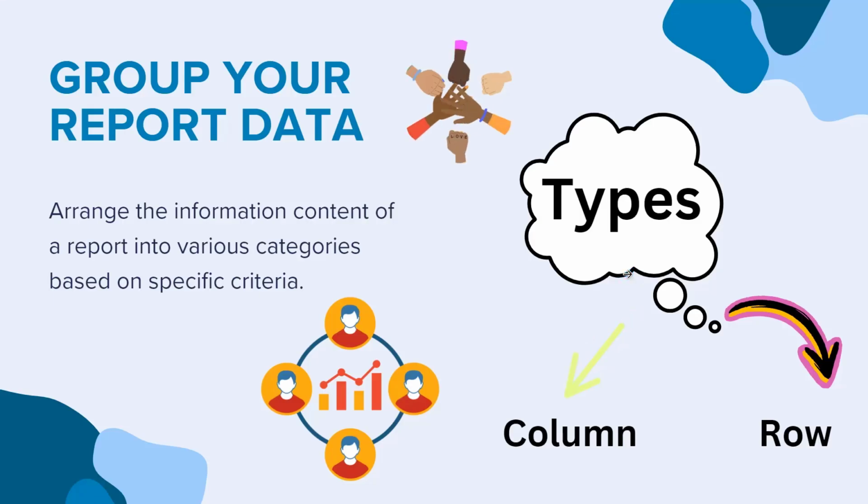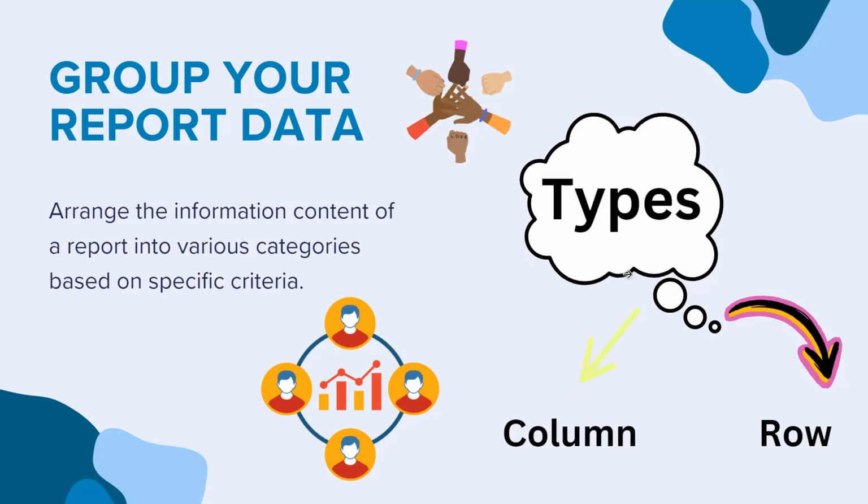Now let's proceed to the next topic and learn how we can group our data in a Salesforce report. Let's first understand the meaning of grouping. Basically, grouping is the arrangement of the data of a report into various categories based on specific criteria. It allows you to summarize and analyze your data more efficiently and gain more insights into trends and patterns. You can group data in two ways, either by rows or by columns. Let's discuss each of them one by one and learn how we can do that.